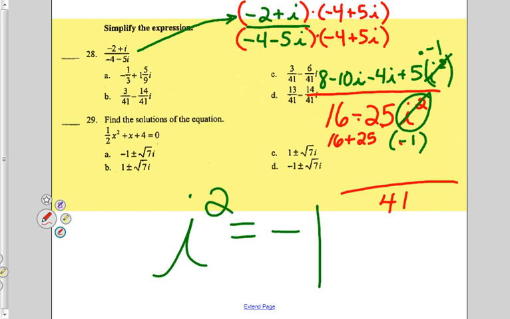I'm only liking choices B, C, and D so far. I would probably eliminate A, I think, unless it reduces. We'll find out in a minute. So the denominator is 41.